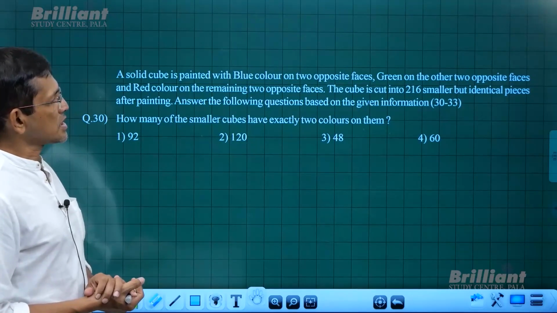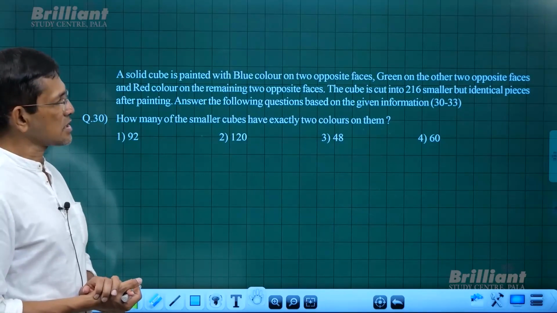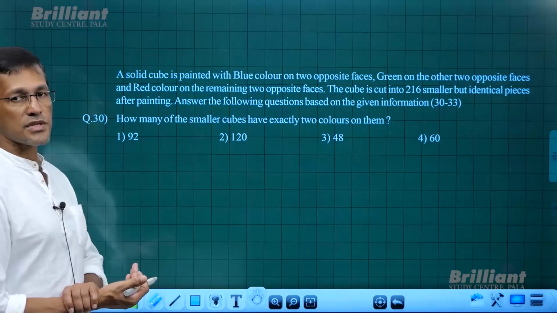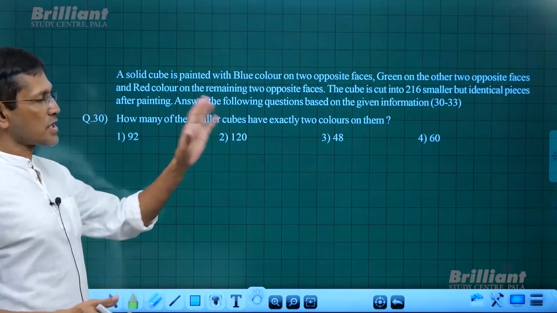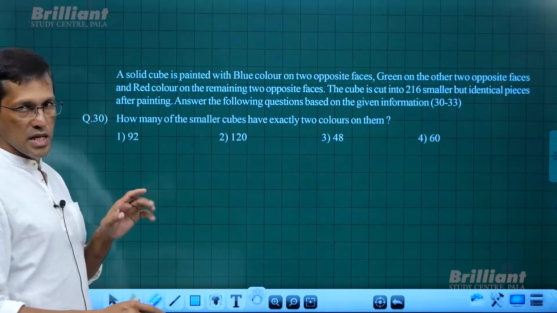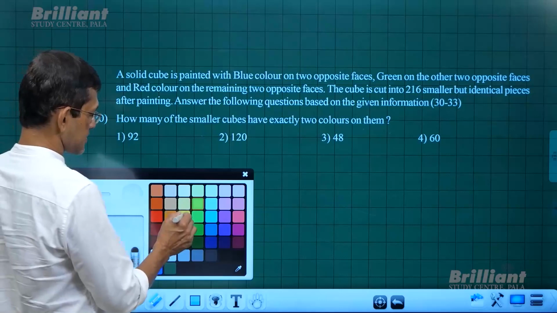The cube is cut into 216 smaller but identical pieces. 216 means it is 6 into 6 into 6 cube. That is 216. So that means lengthwise it is 6, breadthwise is 6, and heightwise it's 6. So let's draw that cube here.